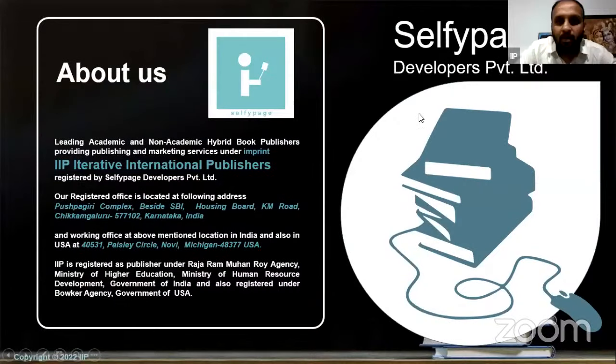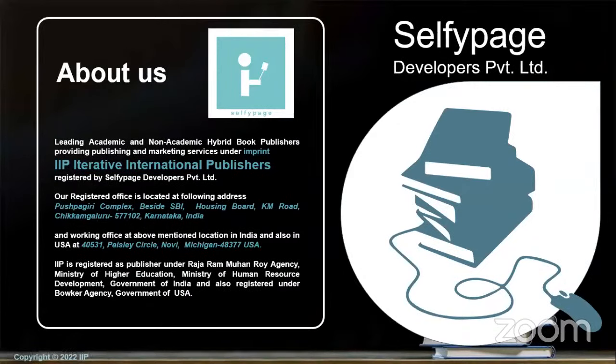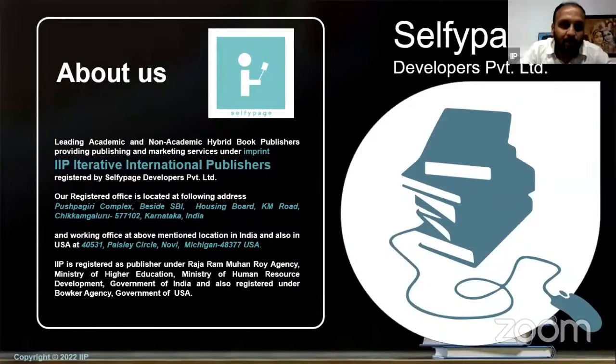This is our company, Selfie-Paid Developers Private Limited. With the imprint of IIP, Iterative International Publishers, we are working. Our registered location is Chikmagalur, and we also have a branch office in the USA with the mentioned address. And we are registered publishers under the Government of India, Raja Rammohan Roy Agency, and also the Government of USA under Bowker Agency.